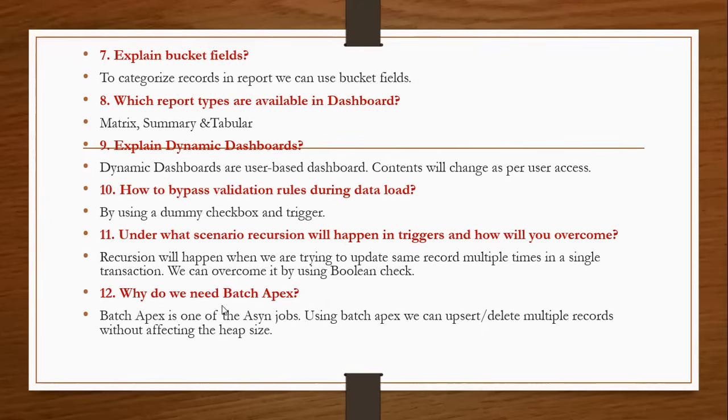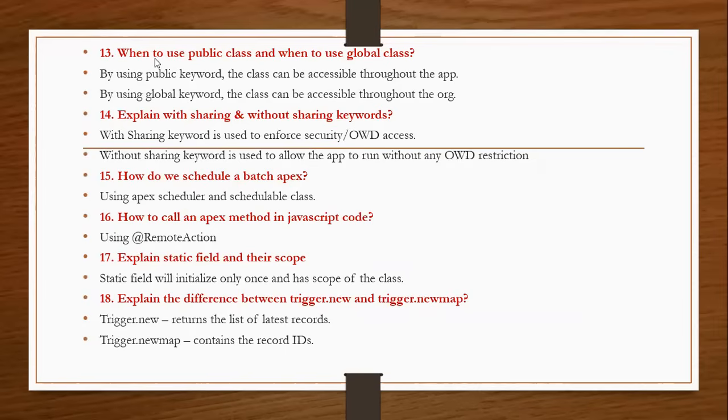Next question, why do we need the batch Apex? One of the reasons for using the batch Apex is that we can update or delete multiple records without affecting the heap size. Next question, when to use public class and when to use global class. By using the public keyword, the class can be accessed throughout the app. By using the global keyword, the class can be accessed throughout the org.